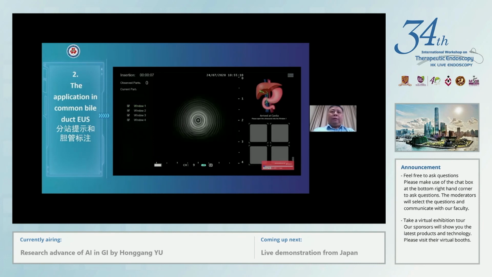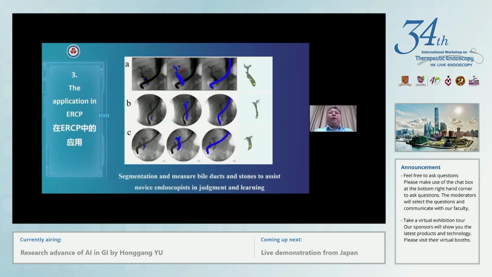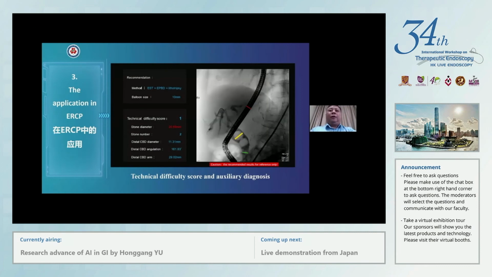The last one is the application in ERCP. This function is similar to the other functions, but it is only for novice endoscopists. We give them a suggestion, the technical difficulty score. And we also give them suggestions, for example if this patient should have EST, EPBD, or lithotripsy, and that the balloon size for enlarging should be less than 10 millimeters.